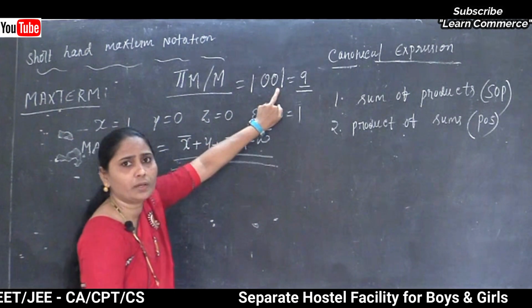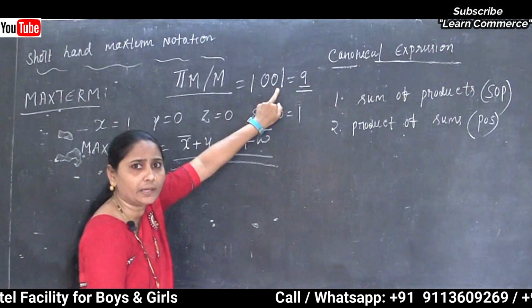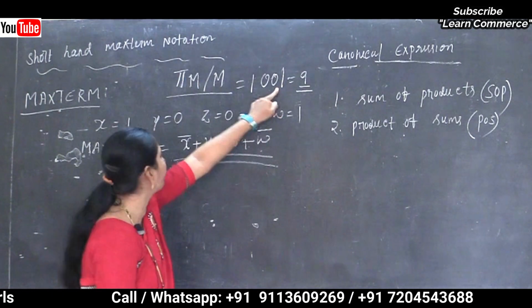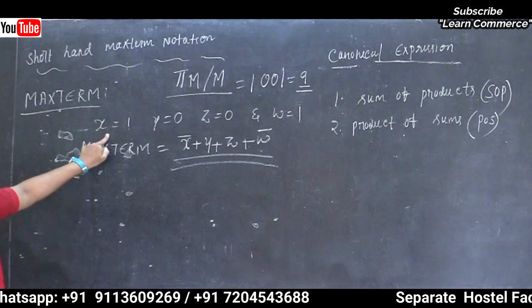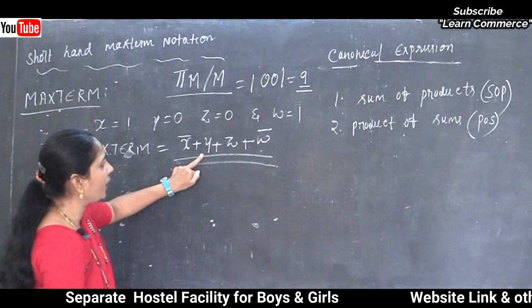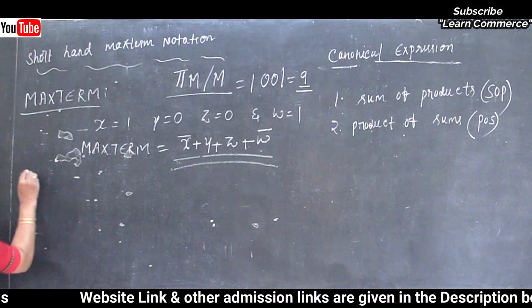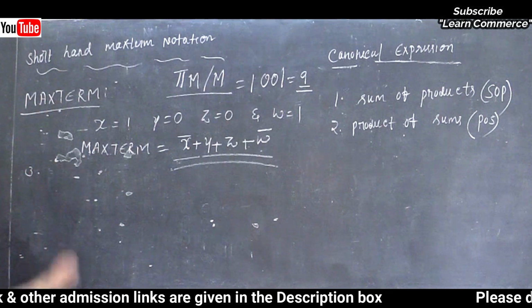1001, and we know that we substitute in our Maxterm 1 for bad letters and zeros for non-bad letters. So the complement of x plus y plus z plus the complement of w. Now I am going to find out by using step 3.